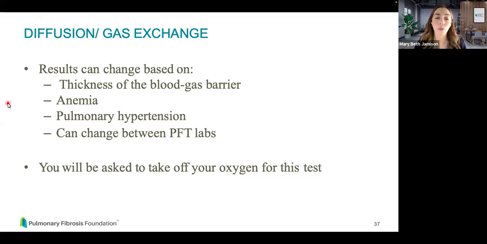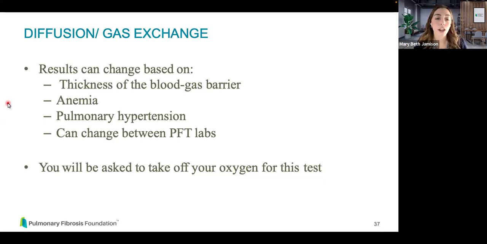I've seen them where they jump up significantly, like they're significantly improved. And that might not necessarily be a measure of the diffusion, but just the difference in labs or the difference in the technician that you had. That can really change across the board with pulmonary function tests, depending on the different labs that you go to. So these are all different things that we take into consideration. It's really important to talk to your provider about your results, all of the numbers, but the DLCO as well.